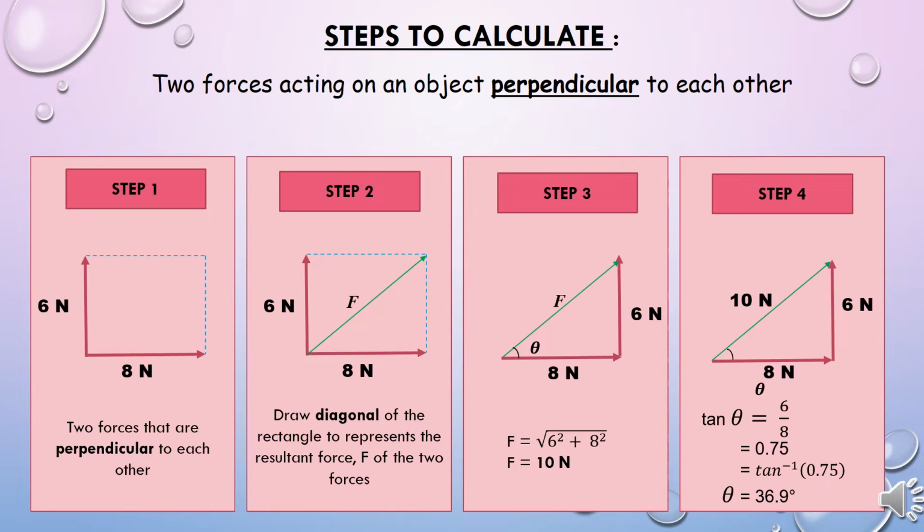Step 4. After that, you may also find the value of the angle by tan theta equals 6 divided by 8, and you will get the value of the angle as 36.9 degrees.